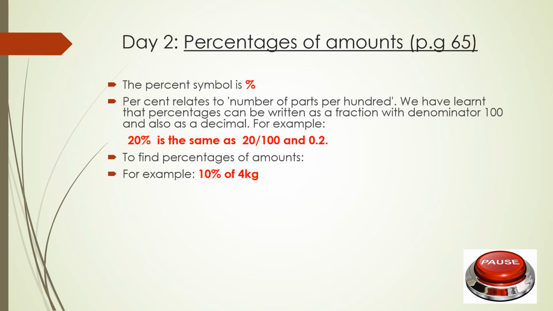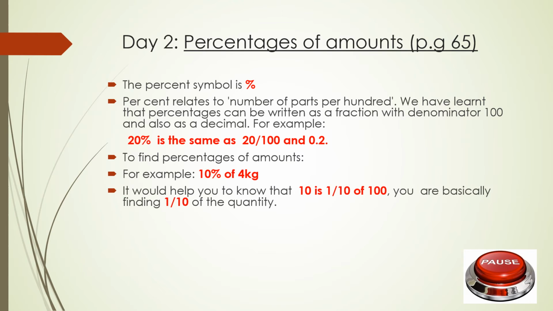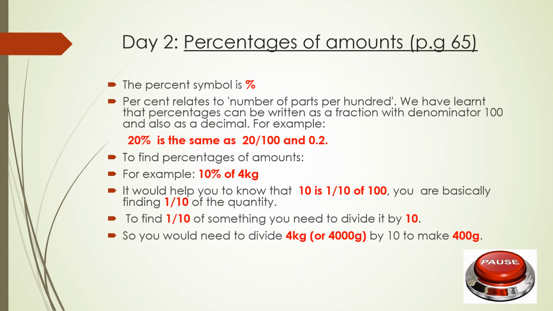To find percentages of amount, for example, 10% of 4 kilograms, it would help you to know that 10 is 1/10 of 100. You are basically finding 1/10 of the quantity. So to find 1/10 of something, you need to divide by 10. And so you would need to divide 4 kilograms, which is 4,000 grams, by 10 to make 400 grams, or 0.4 kilograms.